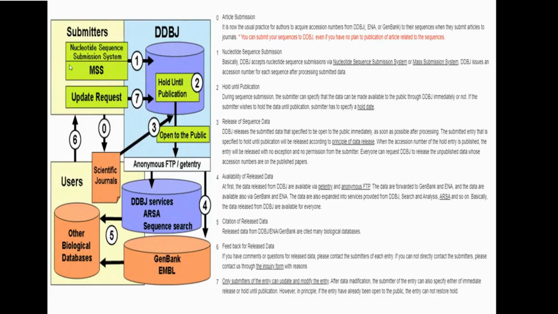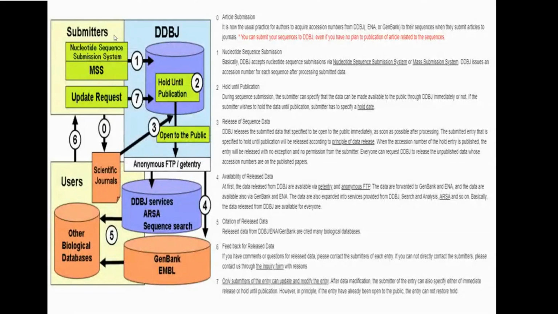The very last step is the update request. The DDBJ always encourages the submitter to update their record. In future, if there is any update in the source information, in the publication information, in the nucleotide sequence, or in the feature table, the DDBJ, or the nucleotide sequence database, always encourages the author to update their record in the database. So this is how the data flows from new submission to release and update at DDBJ. So this is all about DDBJ.